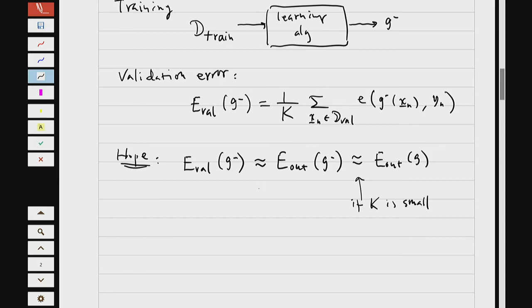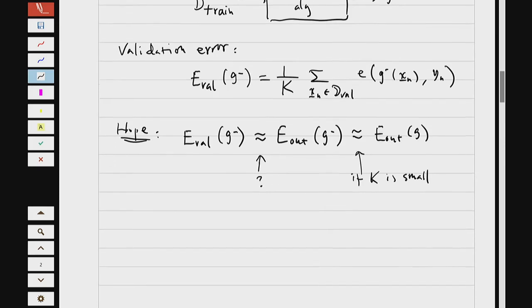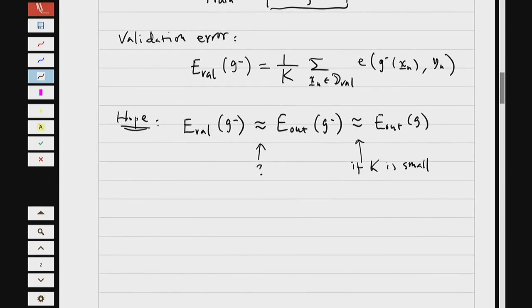The second one is clear. The question then is the first one. Is the validation error really approximately equal to the test error? Is it going to be a good estimation for the test error? Again, test error we don't know. We don't have any information about test error. We can only observe the validation error. Our hope is that this validation error is a good estimation for the test error. So how do we know that?